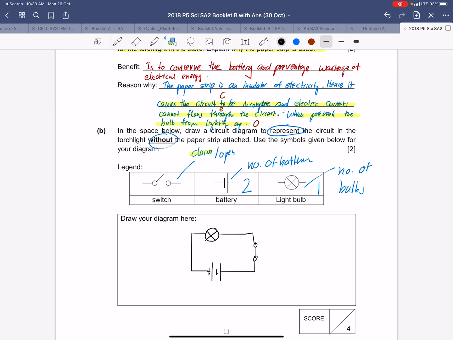So check. One bulb, checked. Two batteries, check. And batteries, make sure that it's negative, positive, negative, positive. Okay, that means the negative always follows a positive. Positive, positive cannot be the case. All right, no gaps, switch is closed. Okay, so these are some tips for drawing circuit diagrams. Moving on.